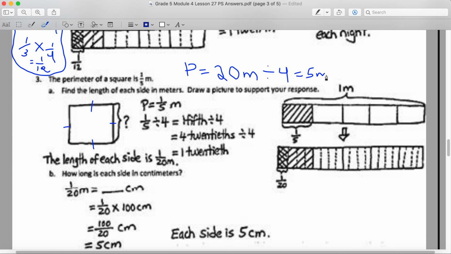Is everybody with me? But my perimeter is not a nice number like 20. It's 1/5. But I'm doing the same thing. So I take 1/5 and divide that by 4. Well, you know how to do this division. Okay?